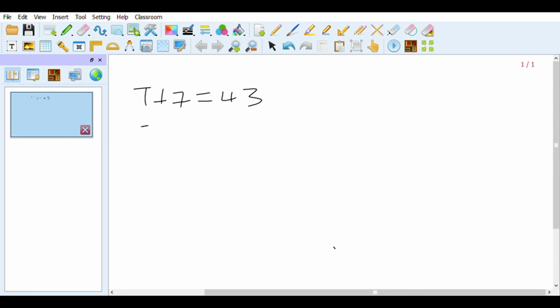Because we have a plus 7, we're going to subtract 7 from both sides. Anything we do to the left hand side, we do to the right hand side. So these are additive inverses. Remember that minus 7 plus 7 is equal to 0, and 43 minus 7 will be 36.